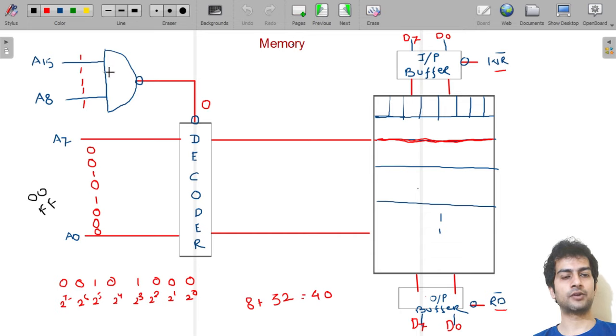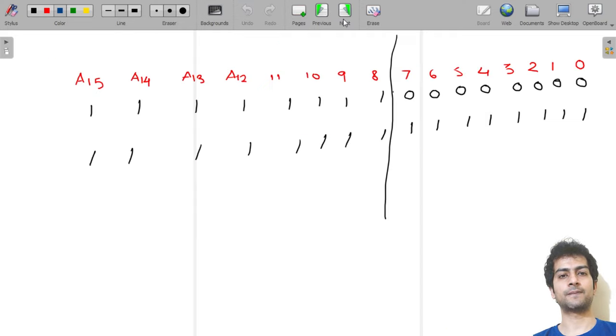If here there would have been some other gate, or some other arrangement, say an inverter here, then everything would have changed. Then the range of this memory would have changed. We will see all this in detail when we solve our questions. But here I am just showing you what our approach will be while finding the range.